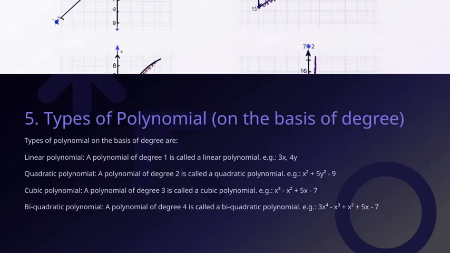Finally, we come to the biquadratic polynomial, which is of degree 4. An example here would be 3x⁴ minus x³ plus x² plus 5x minus 7. These are a bit more complex, but are useful in specific applications like optimization problems and advanced modeling. So, understanding these different types helps us classify polynomials and predict their behaviors based on their degrees, which is a key part of mastering algebra and calculus.